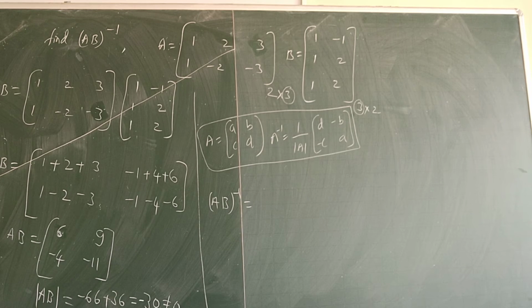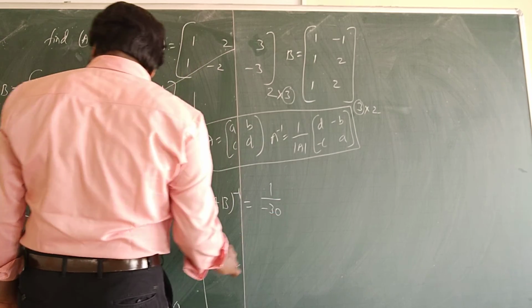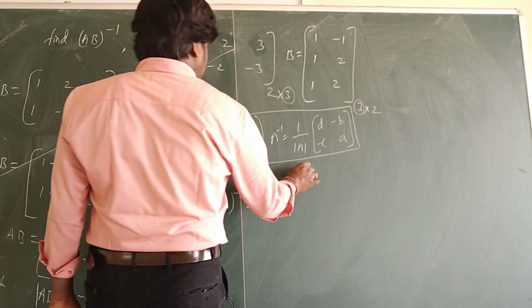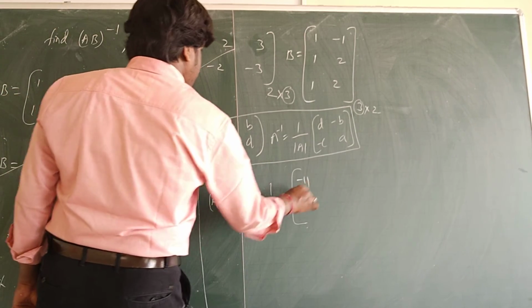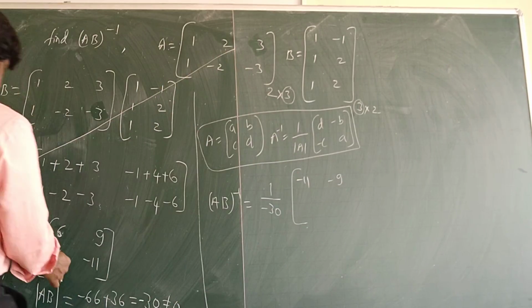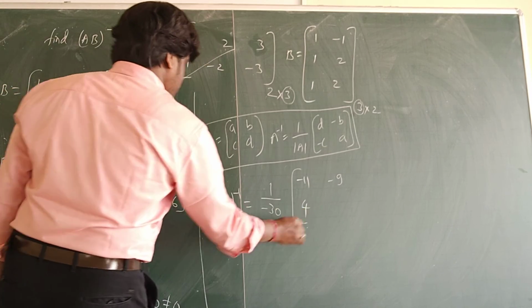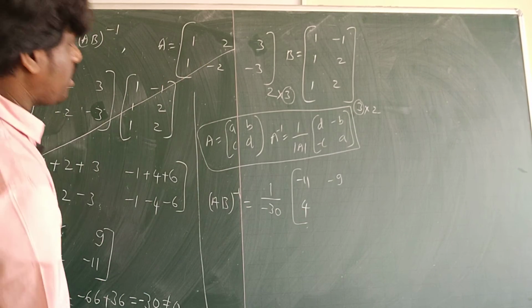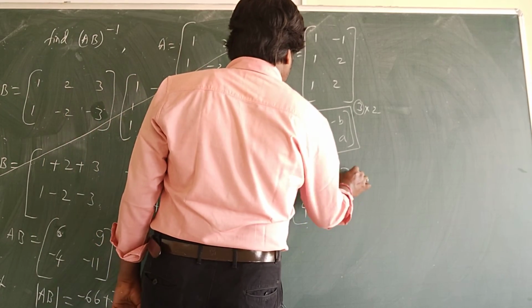AB inverse exists, this is the formula. So what will this be? 1 by minus 30. D is what here? D is minus 11. B is here minus 9. C is already minus 4, minus 4 into minus is plus 4. A is 6. So here this is the matrix.